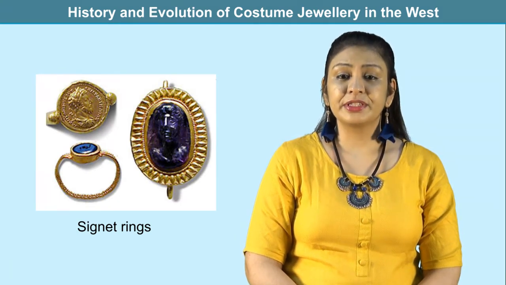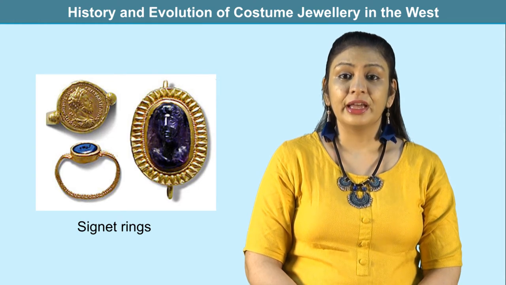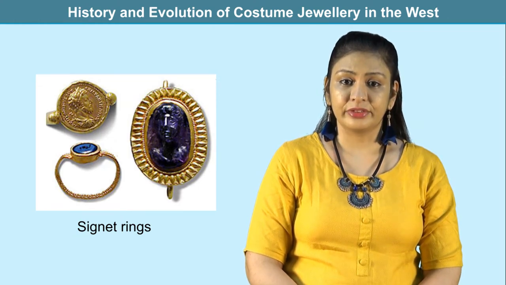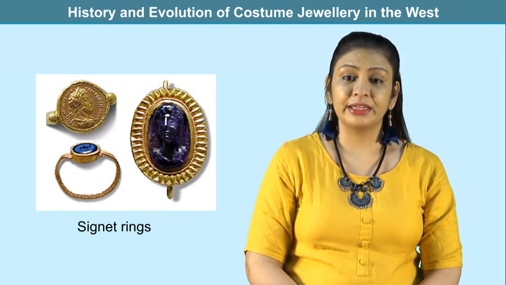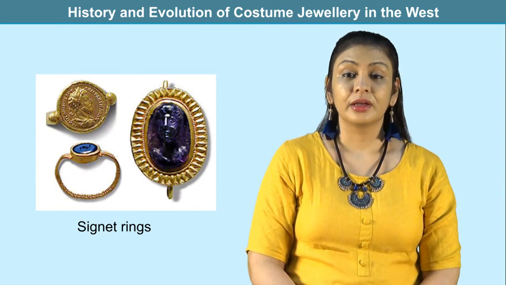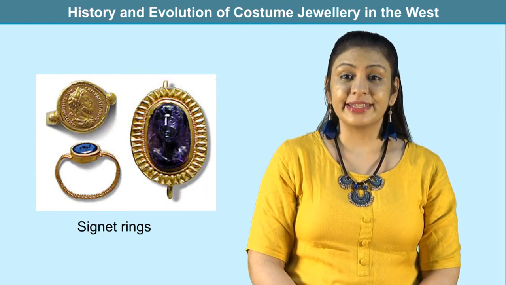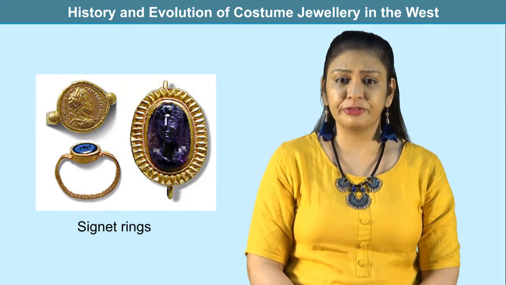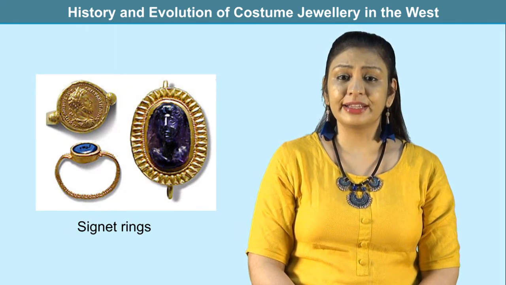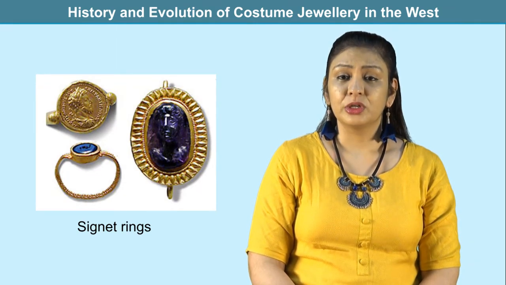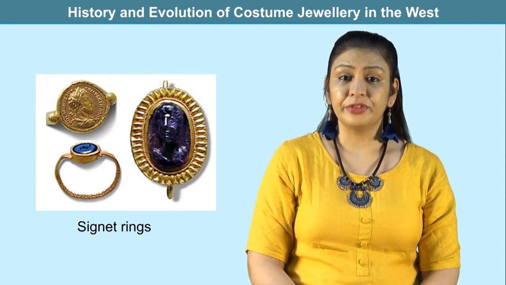The Romans wore signet rings which had intaglio carnelians. They freely combined glass with gold, vitreous enameling. The technique that I described just before was used to add color and value to ornaments both in the Roman and in the Byzantine era.